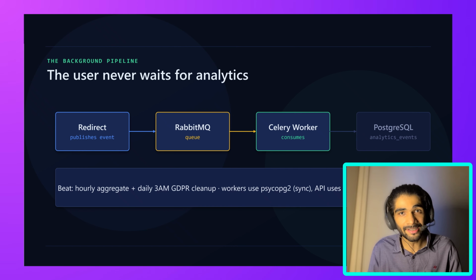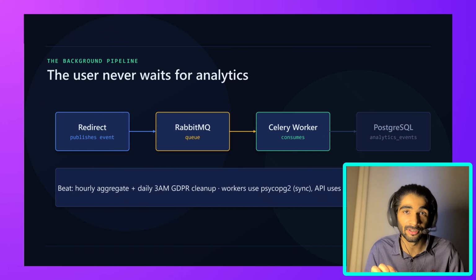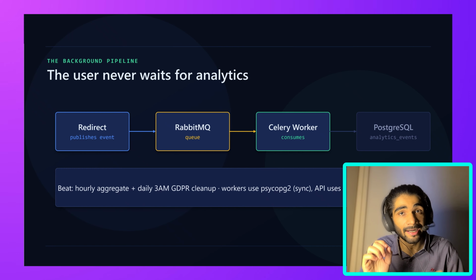So set it and forget it. Oh, and a fun technical detail. Celery workers are synchronous. They can't use async. So there's a dedicated database connection for this purpose. Workers use synchronous, API uses asynchronous. Two different drivers, same database, no conflicts.